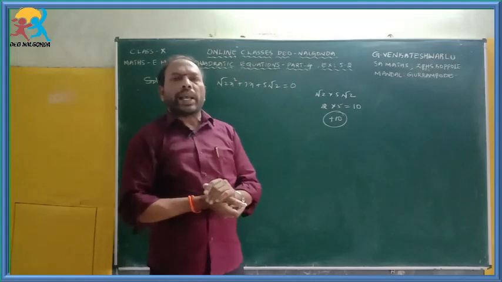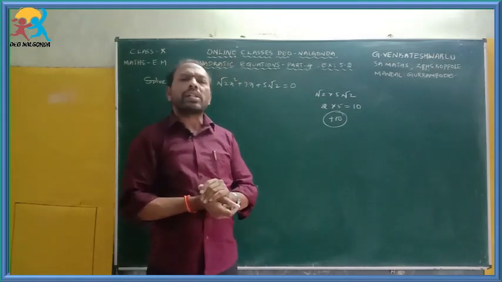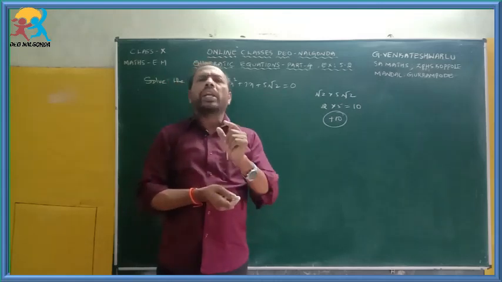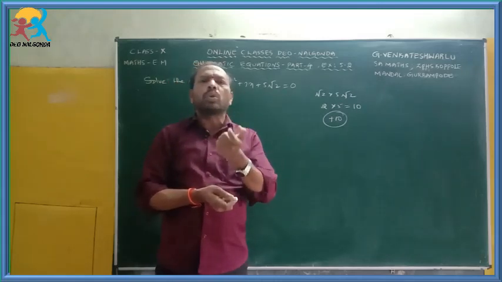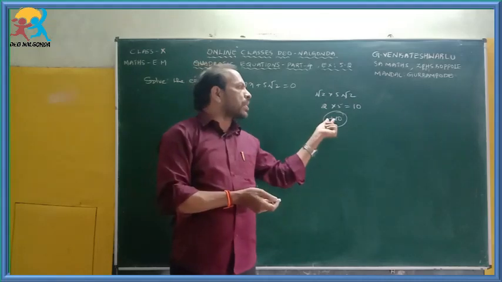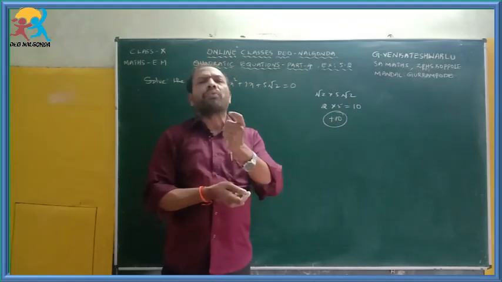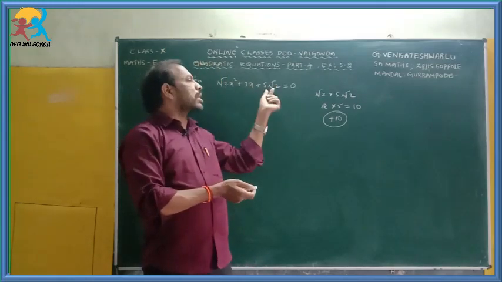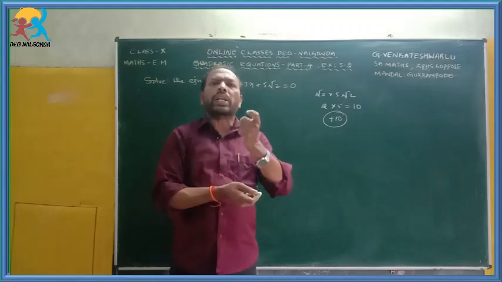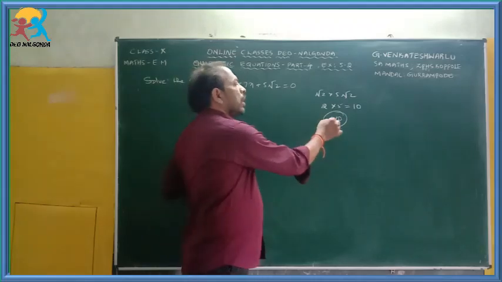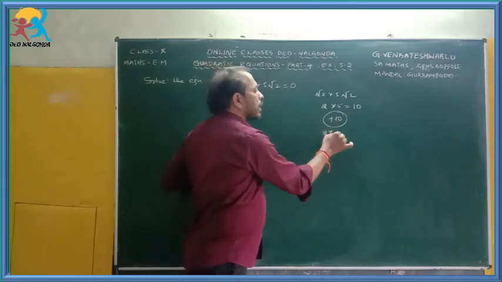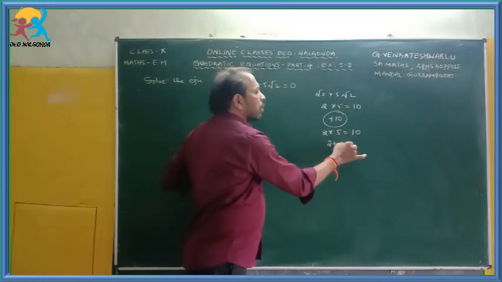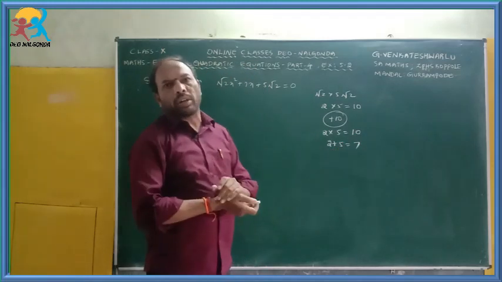The product of x square coefficient and constant has a positive sign, which means we need to add the two required factors. If the product of these two numbers is negative, then we need to subtract. Here, 10 is written as 2 into 5, whereas 2 plus 5 equals 7.